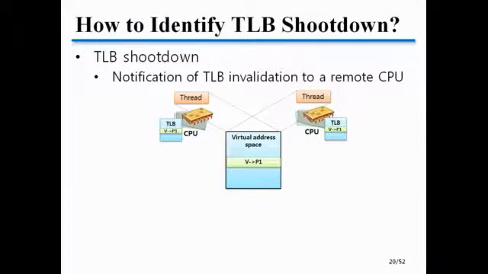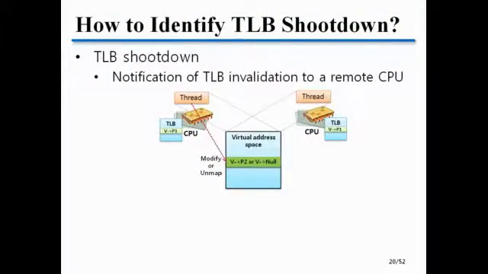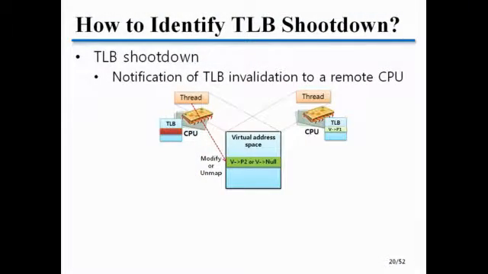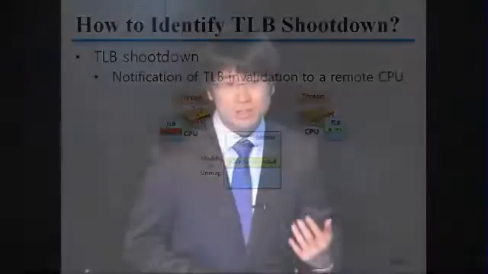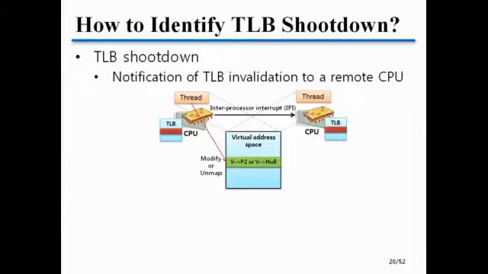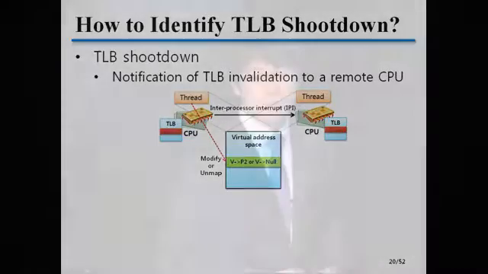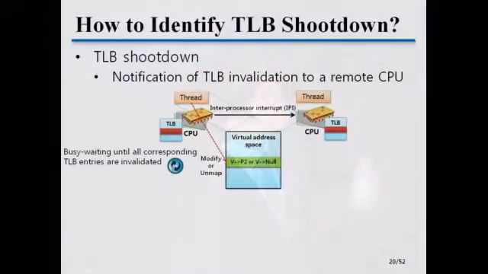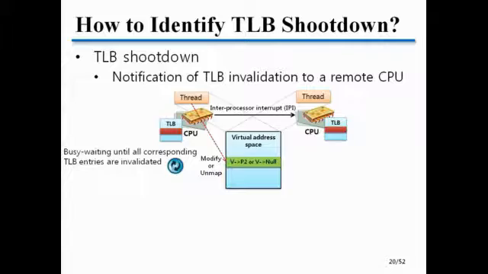First, let's look at the TLB shootdown. The TLB shootdown is a way of invalidating a TLB entry on a remote CPU. In this example, a thread on a CPU manipulates an entry of the shared page table and invalidates the corresponding entry on the local TLB. In order to ensure a consistent view of the shared page table, it requests to invalidate the corresponding entry on the remote CPU by sending an interprocessor interrupt, or IPI. From this point, the kernel on the source CPU starts busy waiting until all corresponding TLB entries are eventually invalidated.